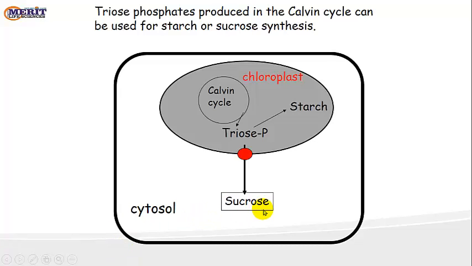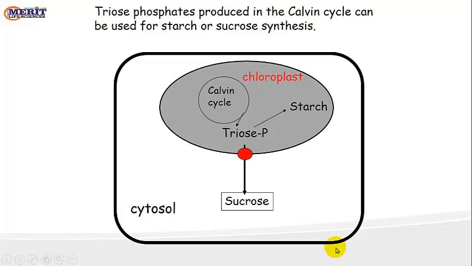So we'll discuss the C4 plant, C3 and CAM. So there is a strange behavior. Yes, this was the slide. Very good slide.